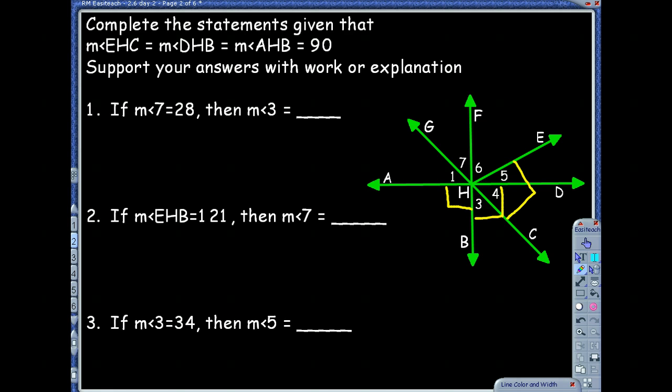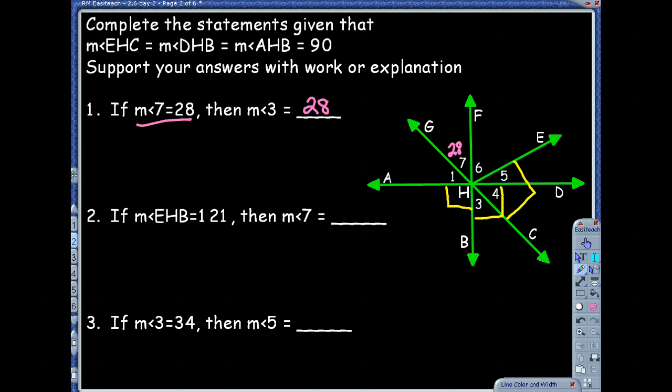Okay, for number 1, they say if the measure of angle 7 is 28 degrees. So if I mark this as 28 degrees, then we want to know something about the measure of angle 3. Looking at those, what do you notice, Mrs. Palermo? I'm noticing angle 7 and angle 3 are actually vertical angles. If it helps, you're welcome to draw and emphasize those lines to see that. If they're vertical angles, by the vertical angle theorem they're congruent, so angle 3 is going to have the same measure, which is 28.